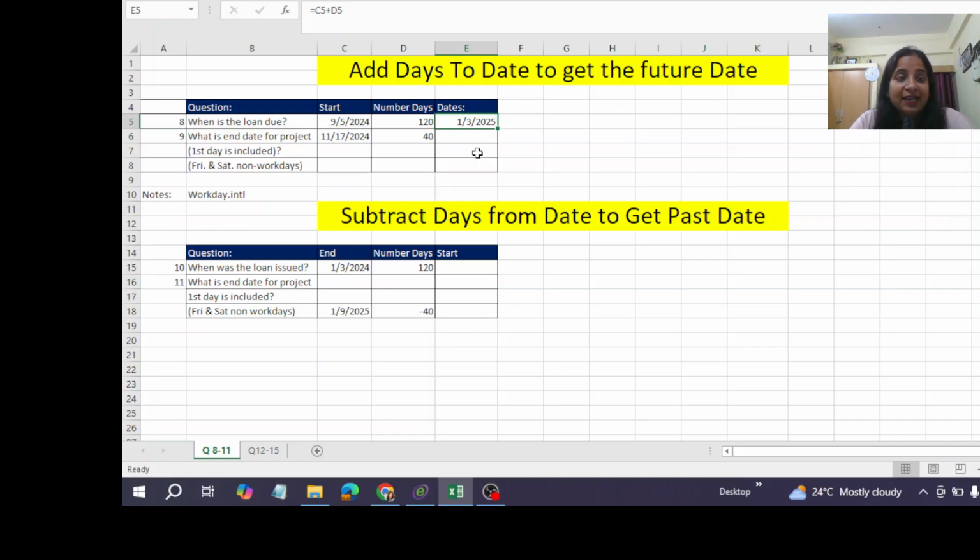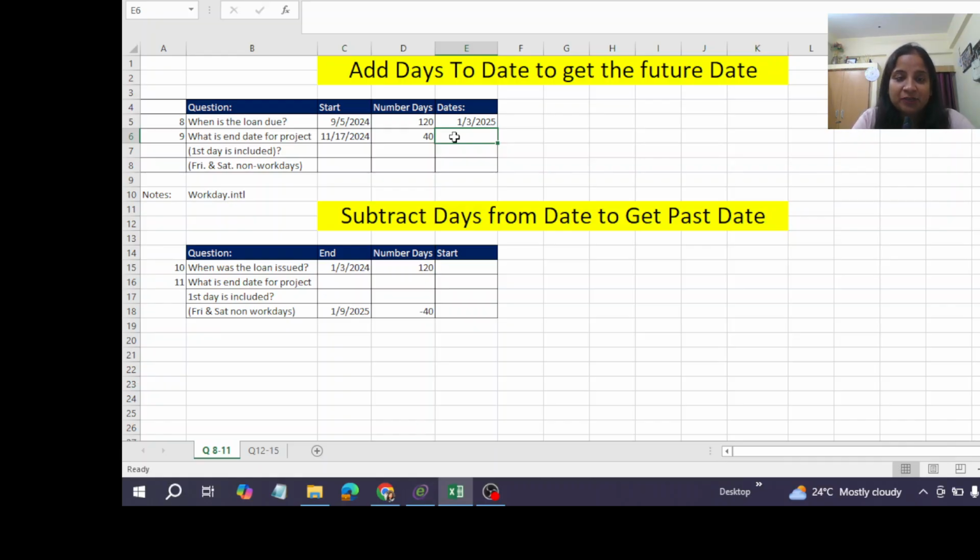Now let's go to question number 9. What is the end date of the project? The first day is included, and Friday and Saturday are excluded, being non-working days. So here we will be using a great function we'll be learning here, that is WORKDAY.INTL, as we had learned in the previous session, like NETWORKDAYS.INTL.